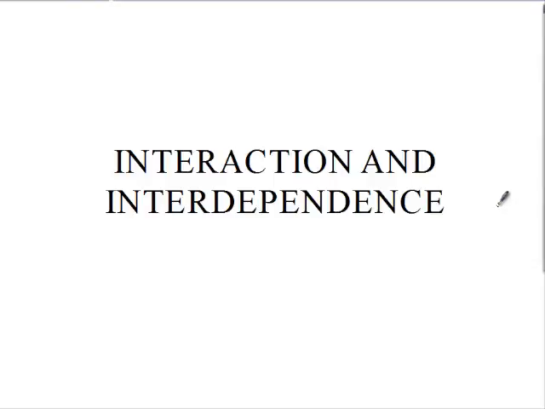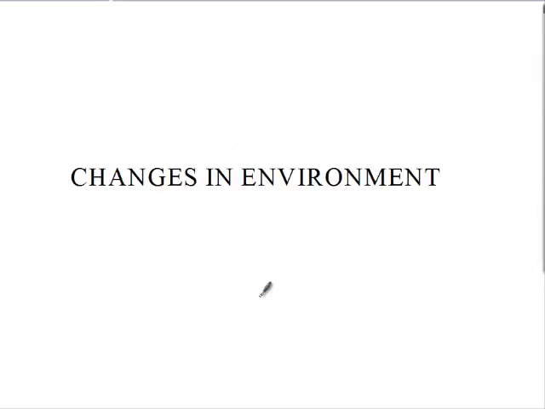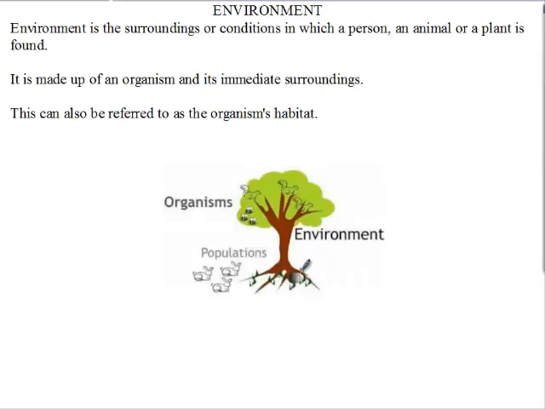Hello, today in our science lesson, still on interaction and interdependence, we are going to talk about changes in the environment. Now we've talked about respiration and photosynthesis. We've got to see how they depend on each other. We've also talked about food chains, food webs, and then we've seen how toxic substances can accumulate in food chains. Today, as I said earlier, we're talking about changes in the environment.